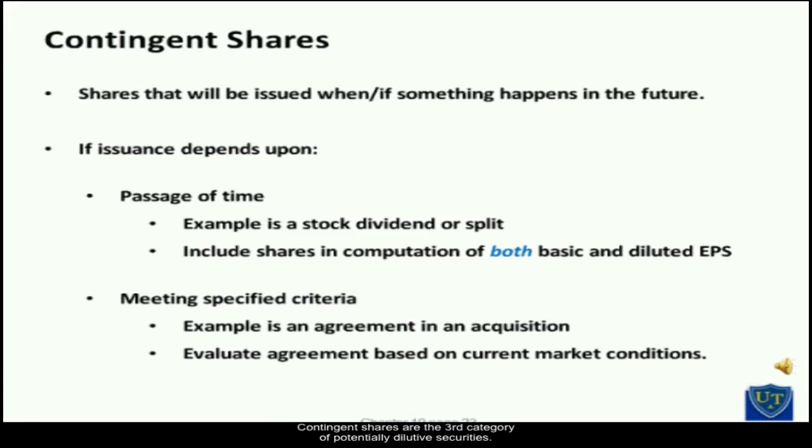Contingent shares are the third category of potentially dilutive securities. These are shares that will be issued when or if something happens in the future. So whether or not they're issued is contingent upon something happening. If the issuance of those shares depends on simply the passage of time, which would be the case with a stock dividend or a split, where once the date rolls around, the company will be issuing the shares, then we're going to include those shares in the computation of both basic and diluted earnings per share.